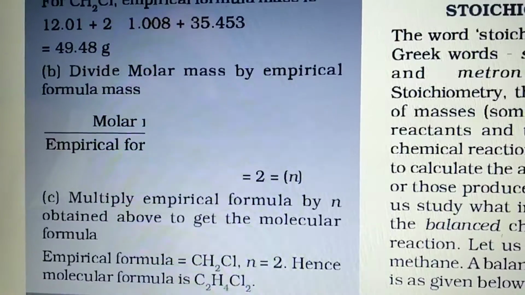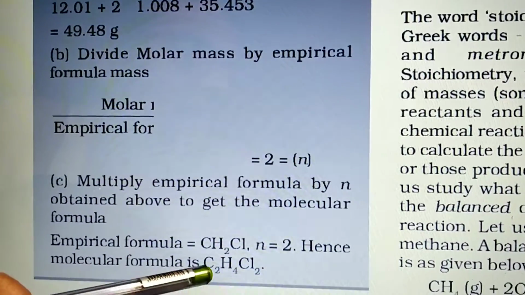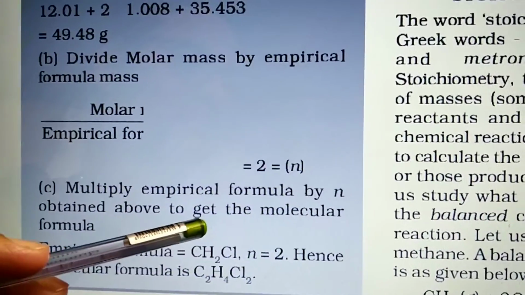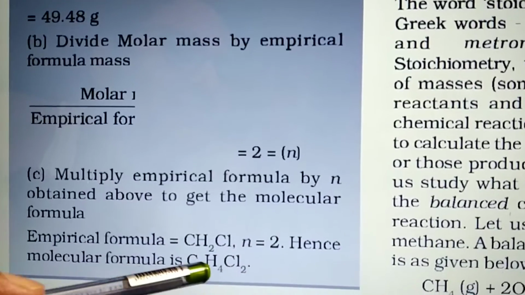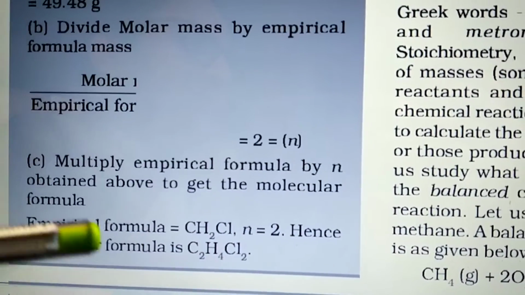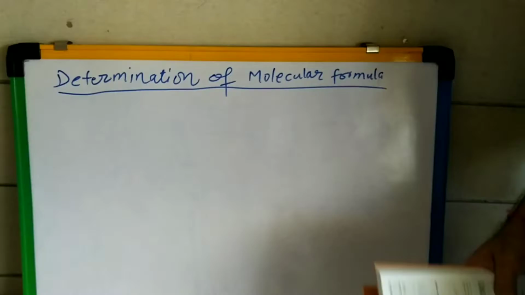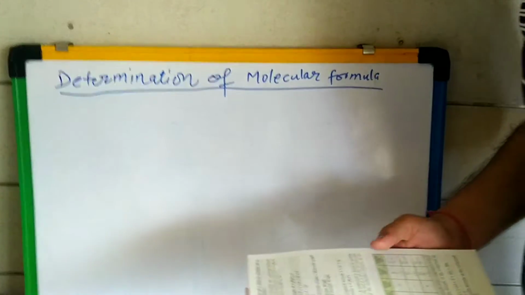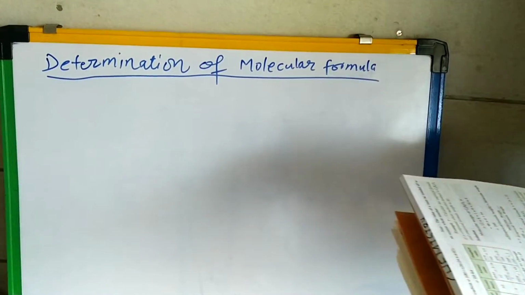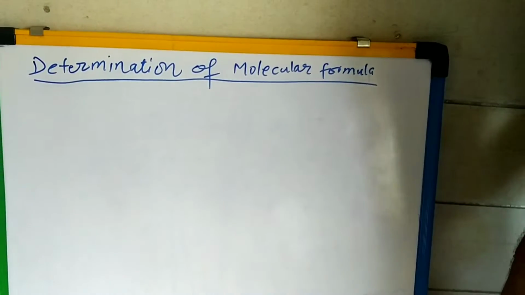C2H4Cl2. This is our molecular formula. So CH2Cl is the empirical formula and C2H4Cl2 is the molecular formula. Yes students, now we will learn how to find the molecular formula.